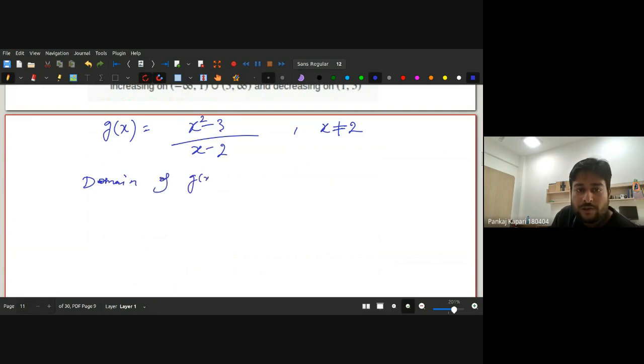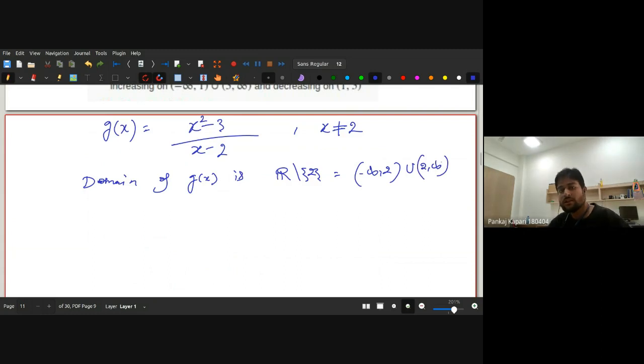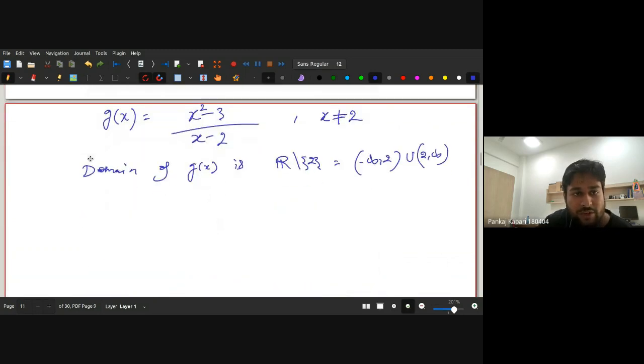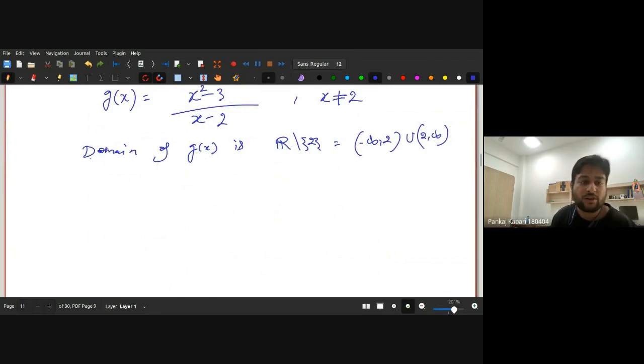The domain of this g(x) is everything except x equal to 2. So we have to remove this 2, which we can also write as (minus infinity, 2) union (2, infinity). We have to just remove 2. So for finding the sign change of the derivative, first we have to find the critical points, right?